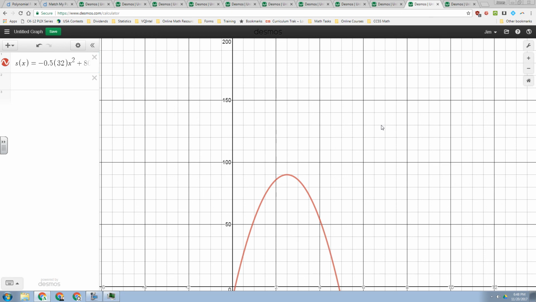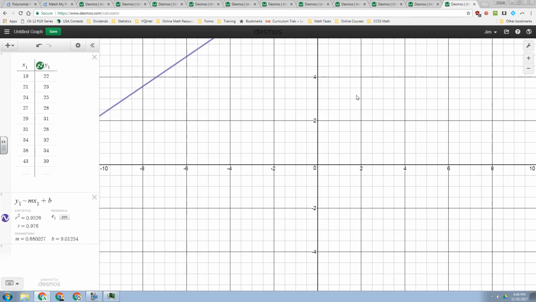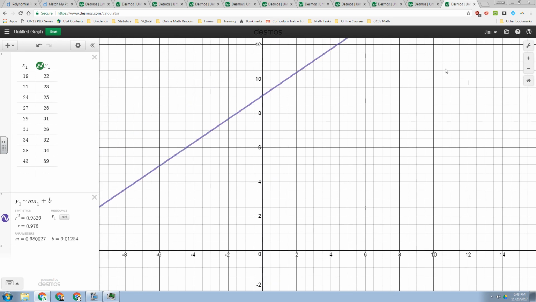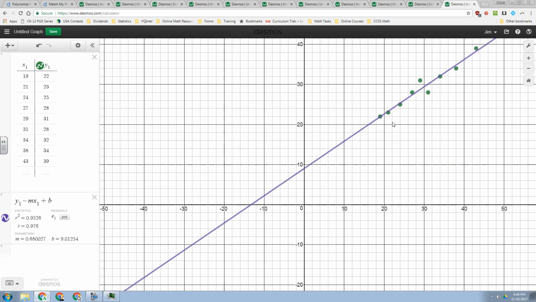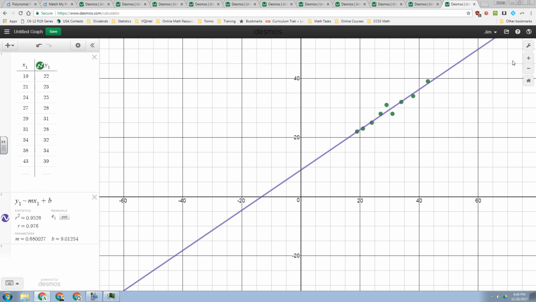And then the final question is 67. I think I put 64, but that was my mistake. It should have been 67. So we want to graph this scatter plot. So let me zoom back. And so here is what our scatter plot looks like, and we've got a regression line. Now, it says to interpret the slope. Now, X is the age in months of female children, and Y is their weight. So what that's telling us is that from 19 months to 43 months, on average, these children put on 0.68 pounds every month.